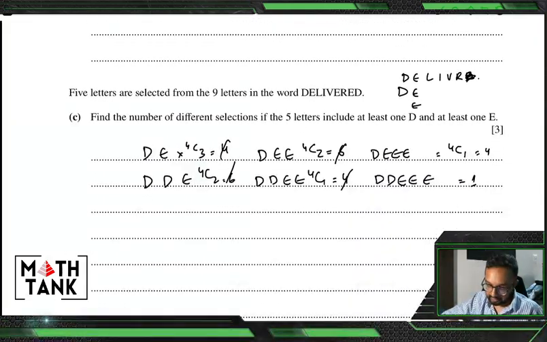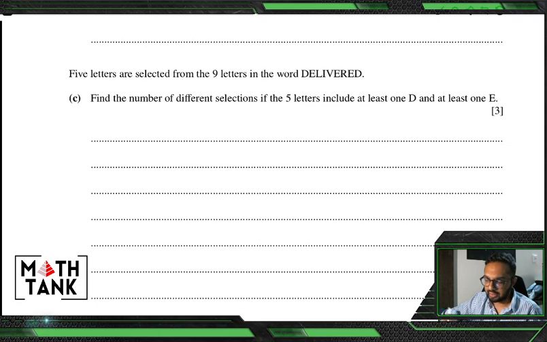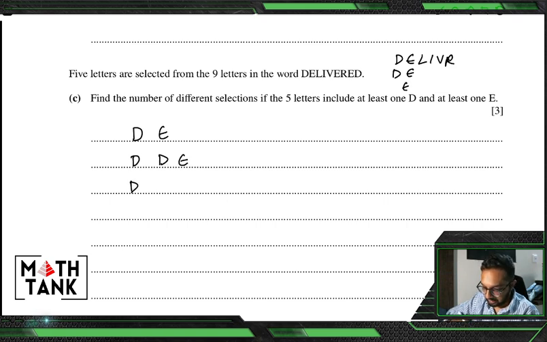Okay, then this last one, this was a little tricky, so I solved it earlier. Let's solve it again. It says 5 letters are selected from the 9 letters in the word delivered. Find the number of different selections if the 5 letters include at least one D and at least one E. Whenever you're doing selections like this and you have identical letters, what you need to be aware of is that you need to separate the cases. So 1D and 1E, and then increase from there. So 1D and 1E, then 2D and 1E. So then 2Ds and 2Es.